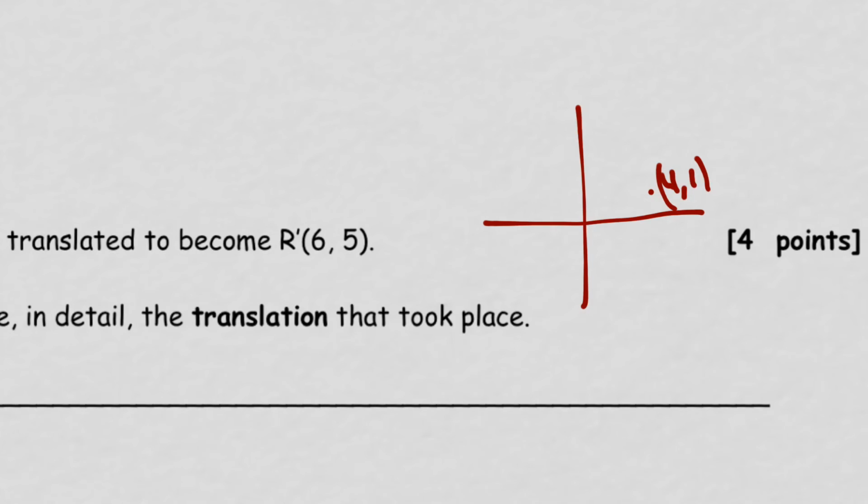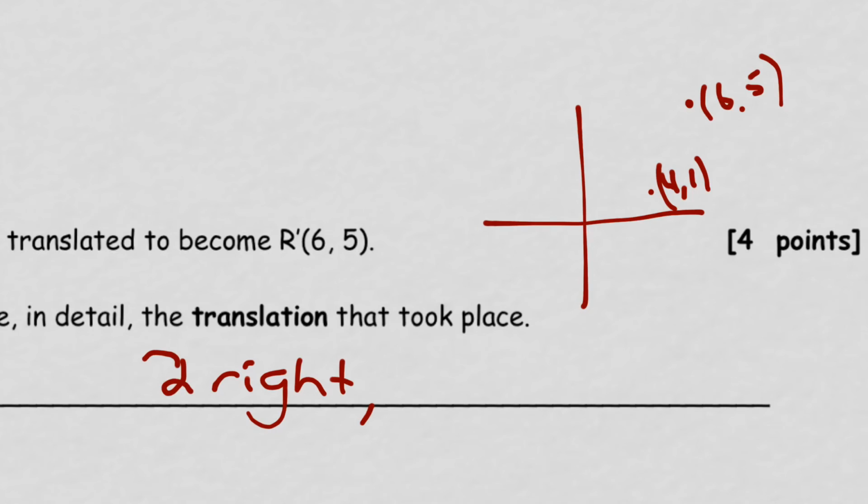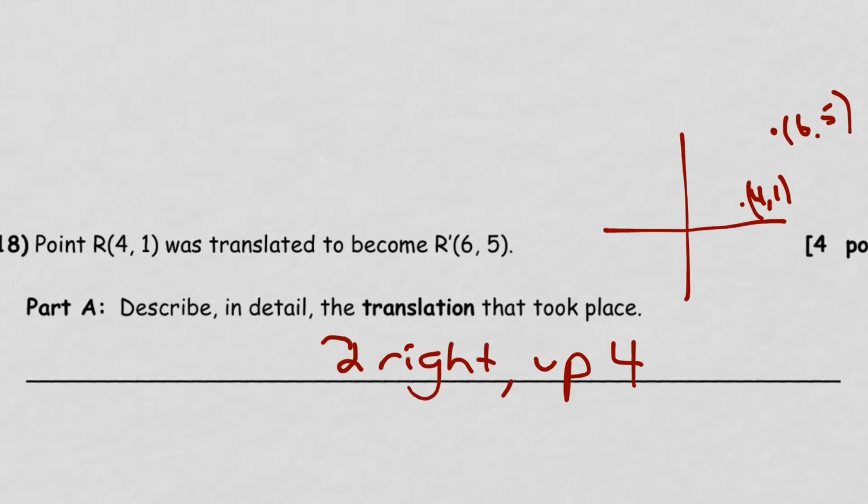And R prime is at 6, 5. Okay, so I know to get from 4 to 6, I had to go 2 to the right. My x value went up from 4 to 6, so that's going to be 2 to the right. And then my y value went up from 1 to 5, so I know that's going to be up 4.